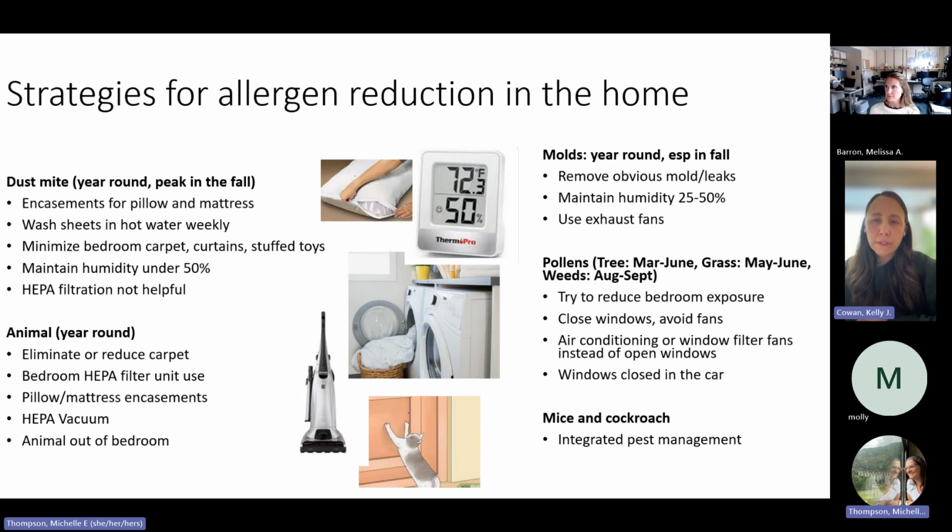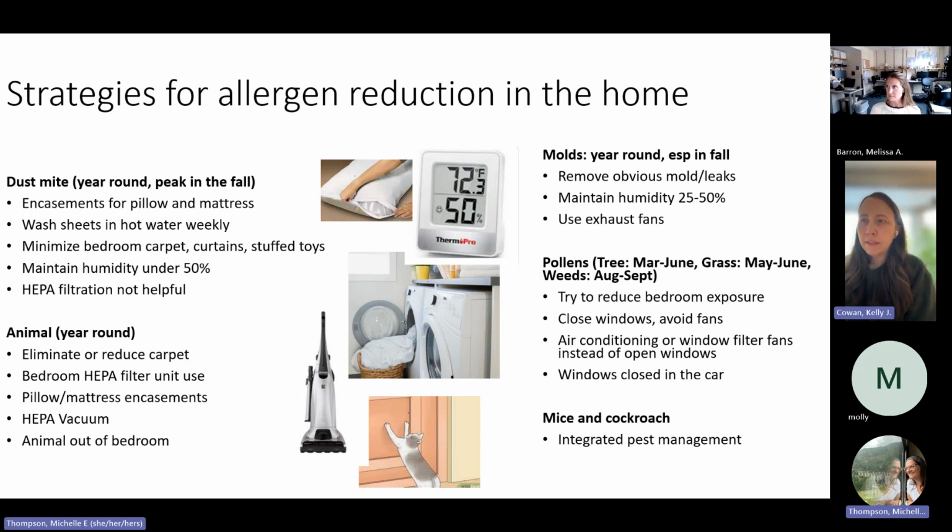Animals can be year round, obviously. Ways to target that allergen, if there are animals in the house still, are to eliminate or reduce the carpet, use a HEPA filter in the bedroom, pillow and mattress encasements, a HEPA vacuum, and keeping the animal out of the bedroom. That can be pretty challenging, with ventilation and a closed door, but really that's the best way if the child has a safe sleep space.